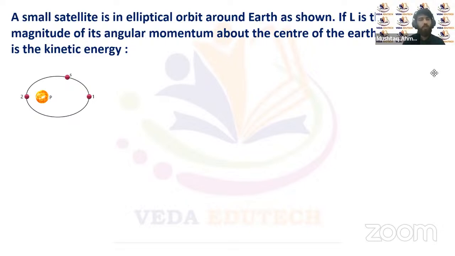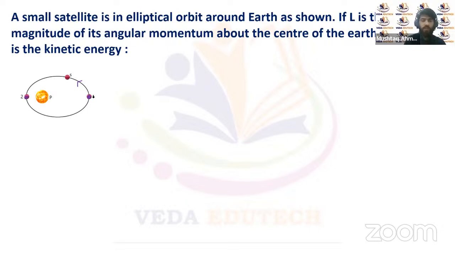Now you can see a small satellite is in an elliptical orbit around Earth, as shown. If L is the magnitude of the angular momentum about the center of the Earth, and K is the kinetic energy, then there are 2 points here. The planet is moving in an elliptical orbit. There are 2 points, point number one and point number two.